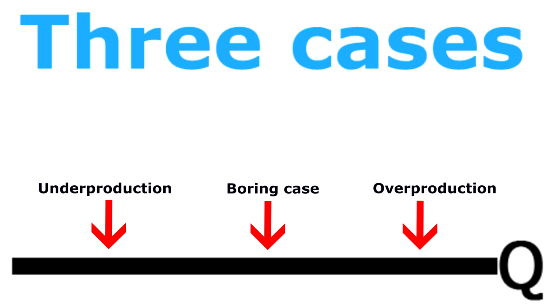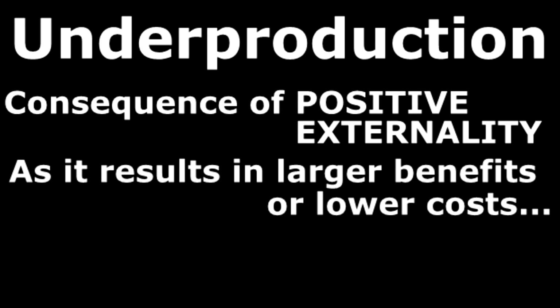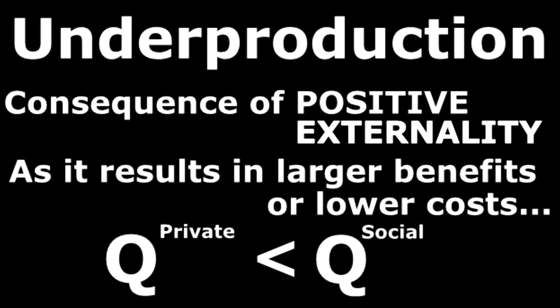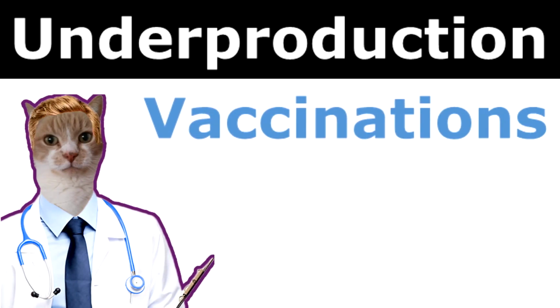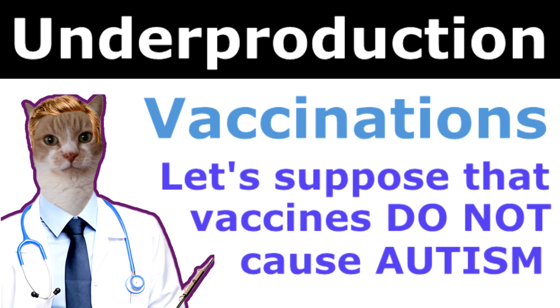An underproduction of a good is the consequence of a positive externality. Because the good results in larger benefits or lower costs than are being considered by those transacting, the optimal level of production is going to be lower in the private case than the social case. Let's consider a simple example of vaccinations. Suppose that we are in some imaginary universe where vaccines are good for you and do not give your children autism.